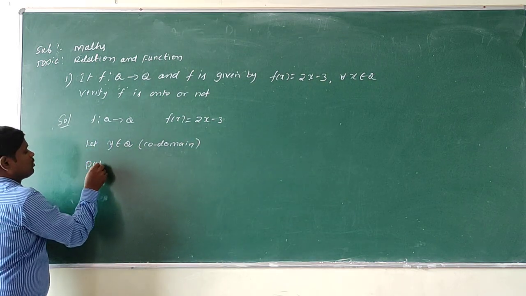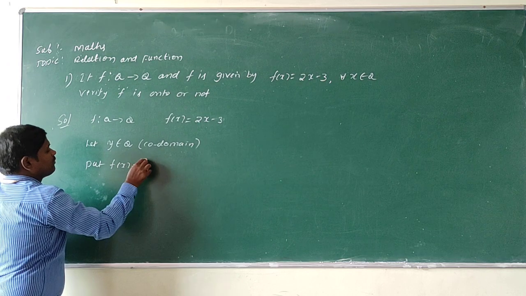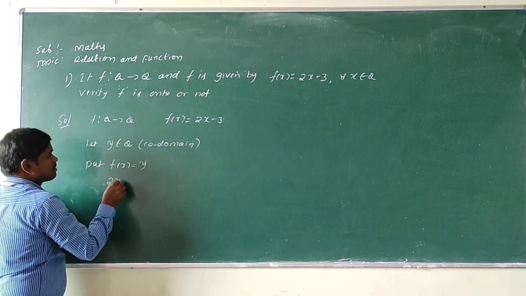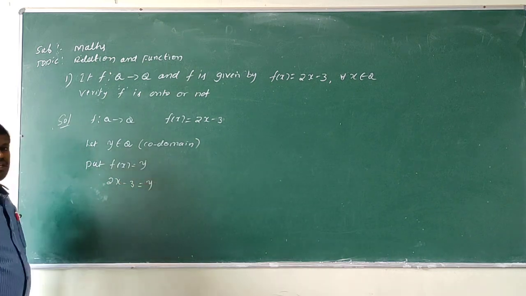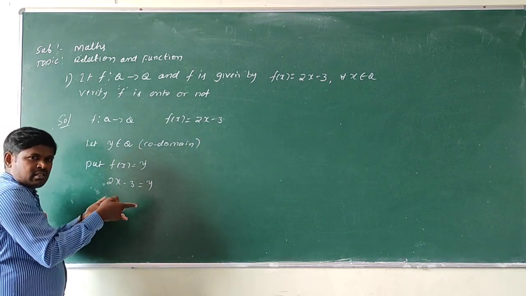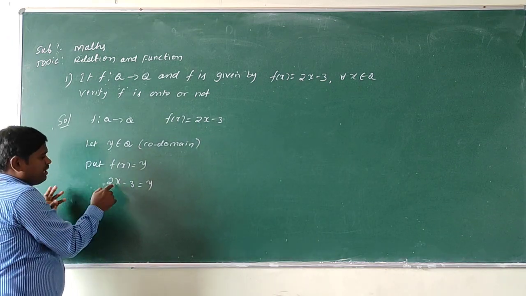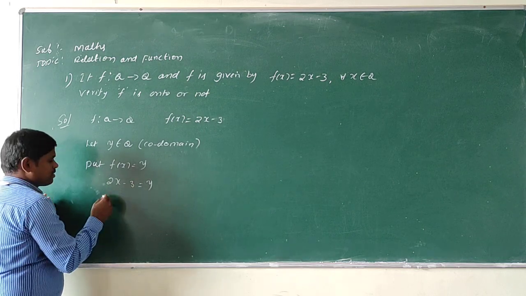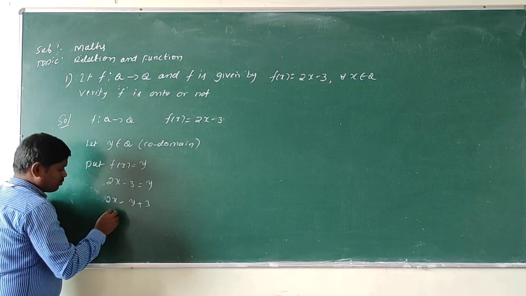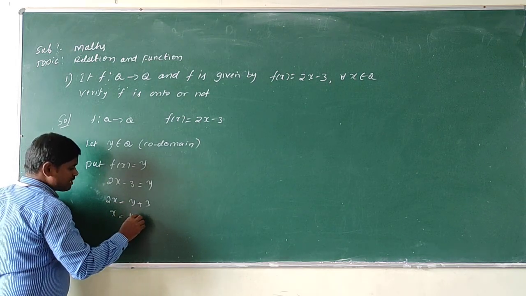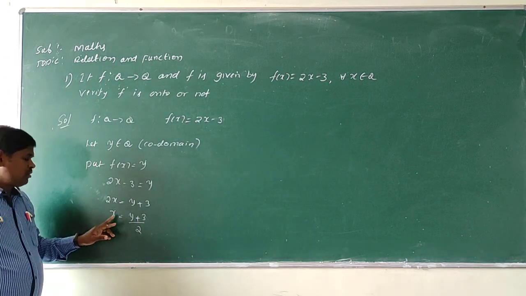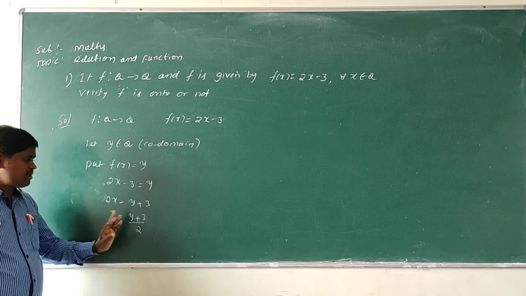Next step, put f of x is equal to y. So f of x is already here, that is 2x minus 3 is equal to y. Okay. Third step is what? Solve for x. That means solve this equation for x, so we are getting x in terms of y. So that is 2x is equal to y plus 3. Okay. So x is equal to y plus 3 divided by 2. So x is in terms of y.